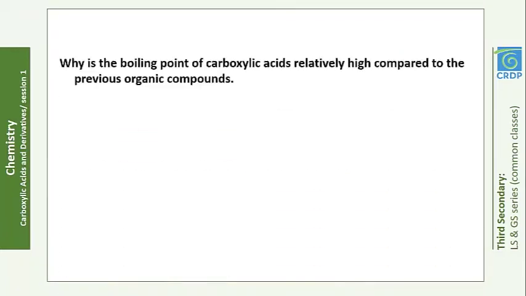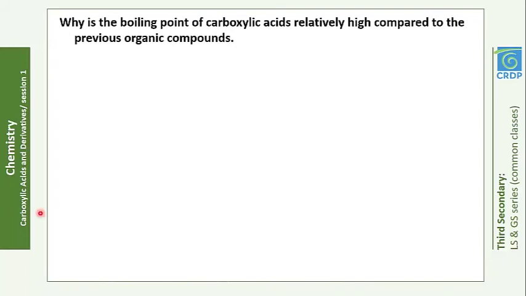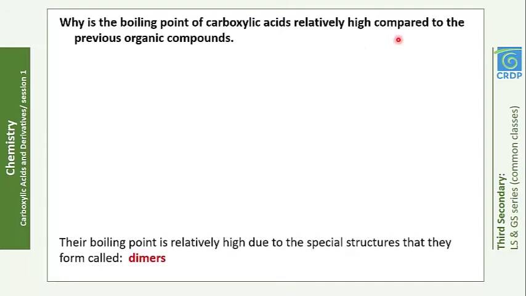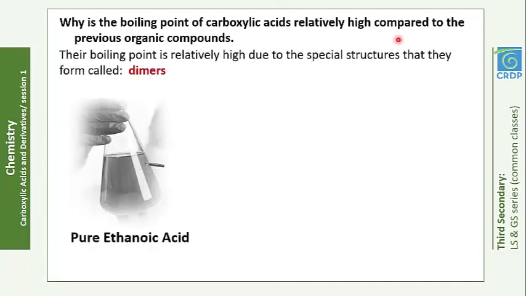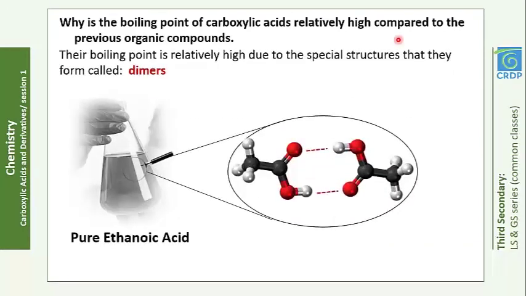Now, why is the boiling point of carboxylic acids relatively high compared to the previous organic compounds? In fact, if you take a magnified look at a pure carboxylic acid, let's take for example ethanoic acid, carboxylic acids form special structures called dimers. These dimers are stable forms and stable structures.